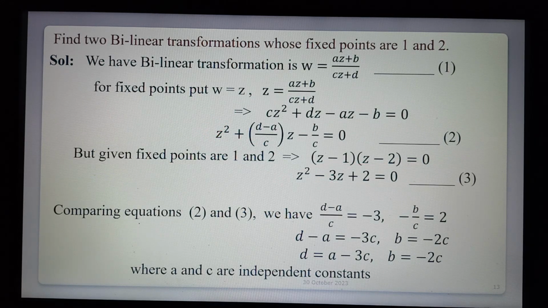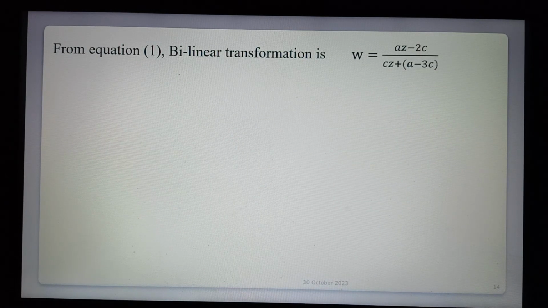Okay, now substituting here. So from the equation 1, bilinear transformation is w is equal to, అక్కడ మనం b ప్లేస్లో d ప్లేస్లో రీప్లేస్ చేయాలి. సో (az minus 2c) by (cz plus a minus 3c). చూడండి, this is a required bilinear transformation, (az plus b) by (cz plus d). Okay, now so we have to find two bilinear transformations, and by substituting any two a values, c values here, we get any two bilinear transformations.